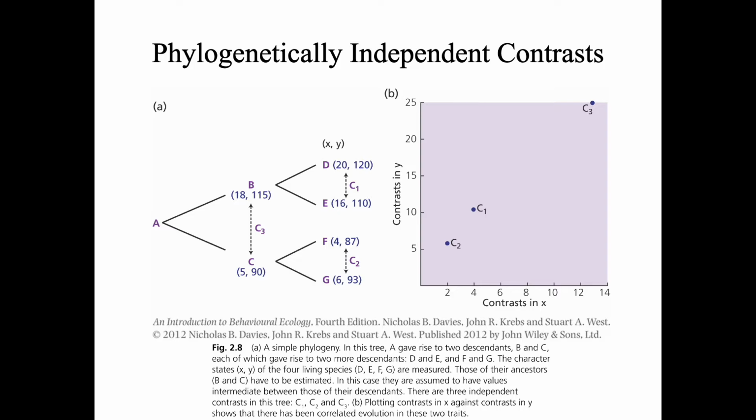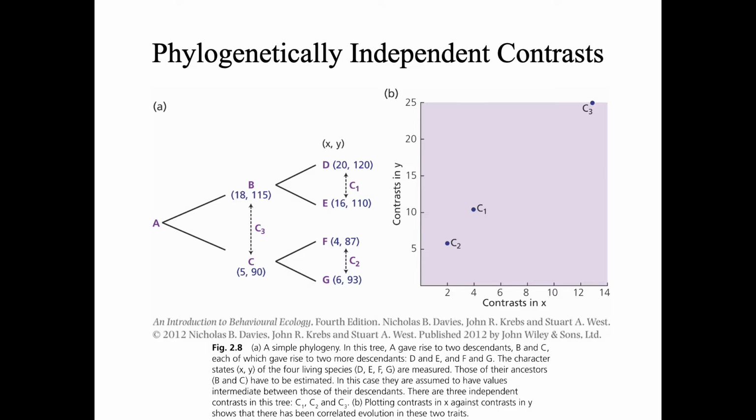And then the common ancestors is contrast 3. 18 and 5 is 13, which is right there. And 115 to 90, that's 25. And so that's where that one appears. And you do this across the entire phylogeny.